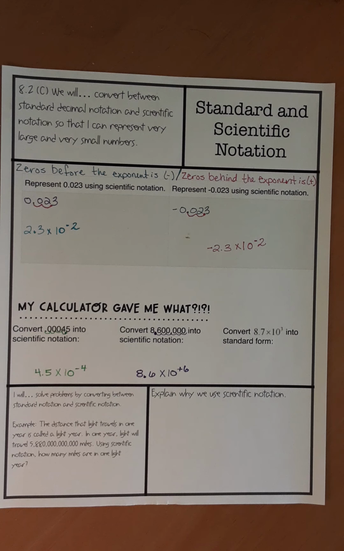Lastly, you're not just going to have to write a standard number in scientific notation. You're going to have to be able to take a number that's given to you in scientific notation and expand it to standard form. And it works pretty similarly. We're going to go through the same thought processes in a bit of a different manner. So this says convert 8.7 times 10 to the third into standard form.